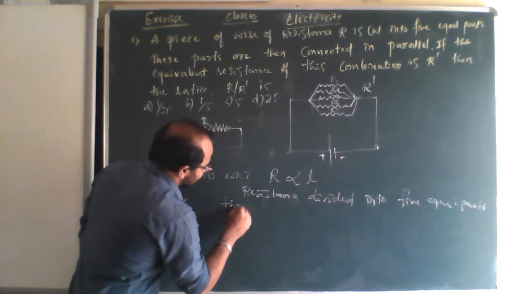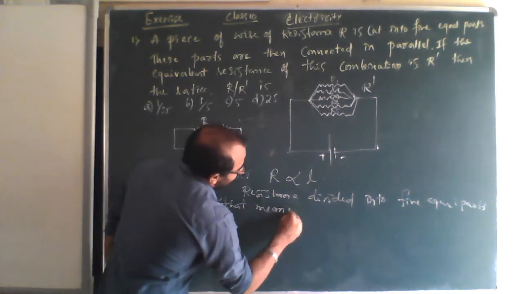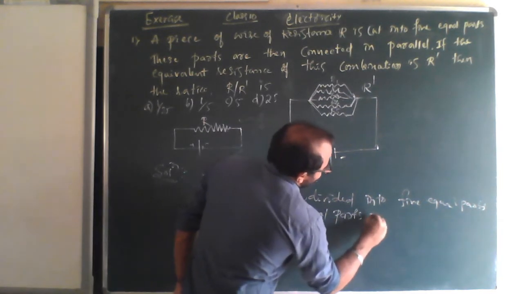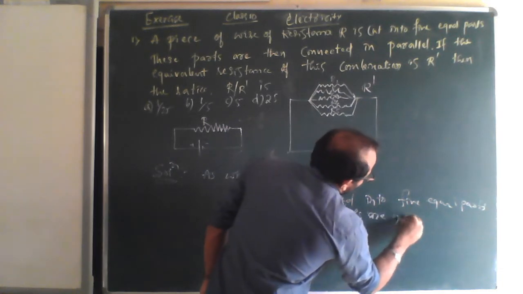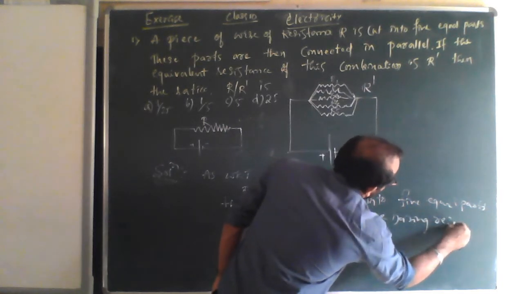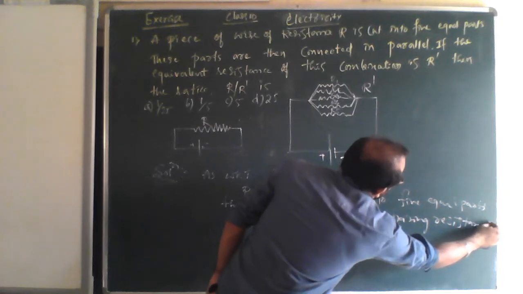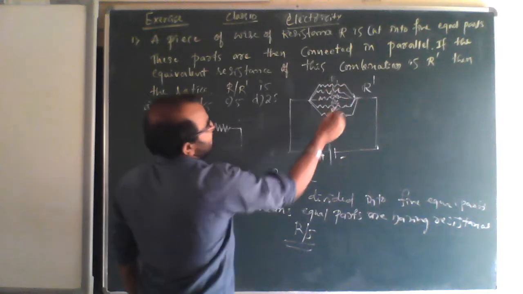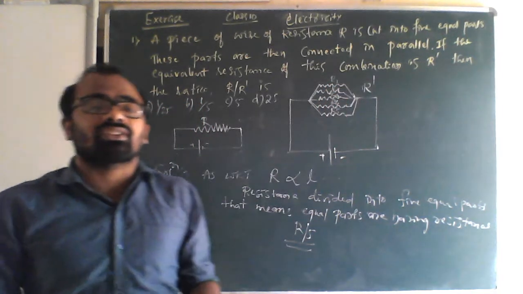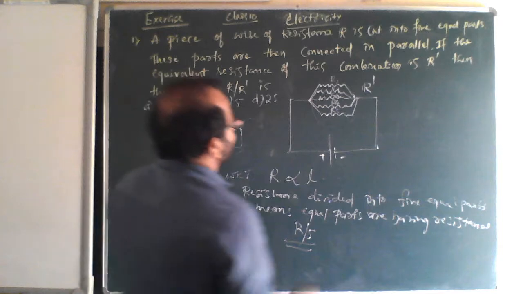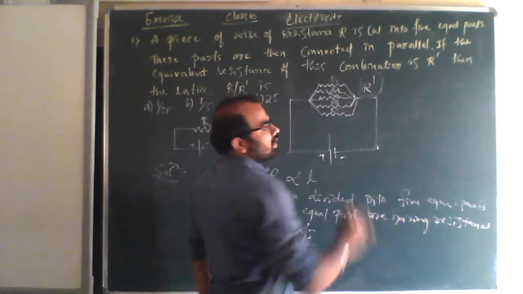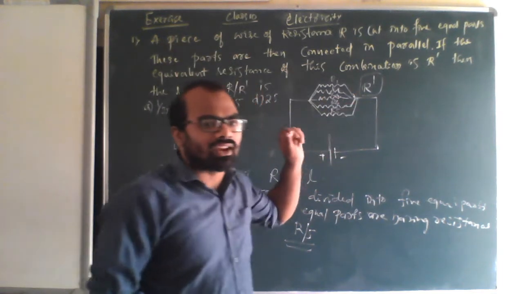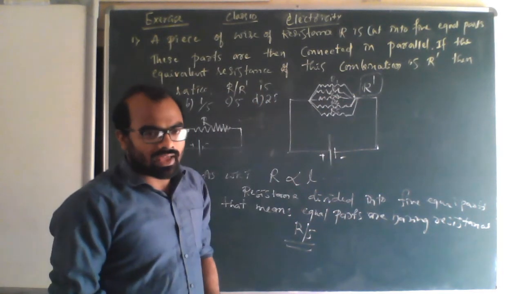That means the equal parts are having the resistance R by 5. Now every equal part, R1, R2, R3, R4, R5, has the resistance R by 5. But what I need is R dash, that is my RP, the parallel resistance. The complete parallel resistance is R dash.